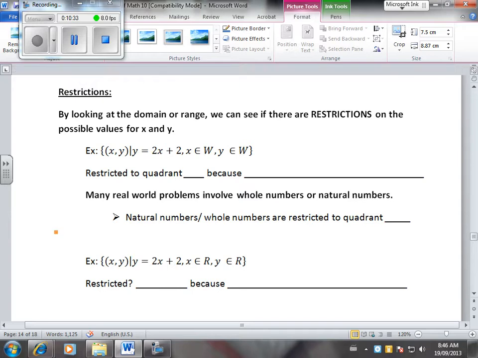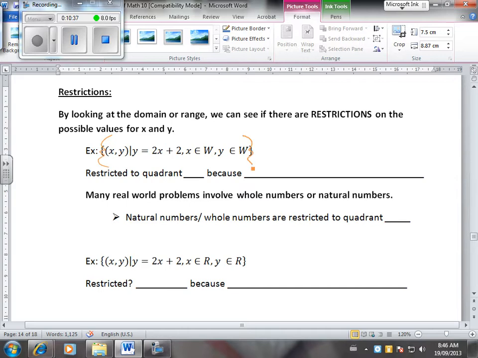Here's an example with curly brackets. This is set notation, and this one's a little different than what we were working with. Take a minute to look at it. What's different? If you notice here, it's got x comma y. That means it's showing the domain and range together, and with a line, because a line includes y and x, we can do that.